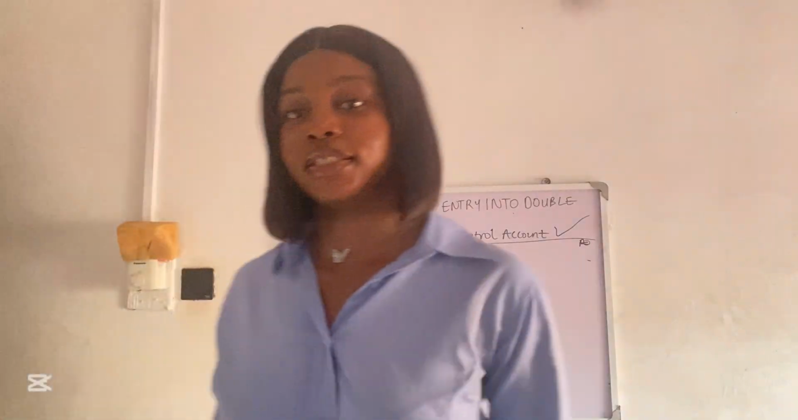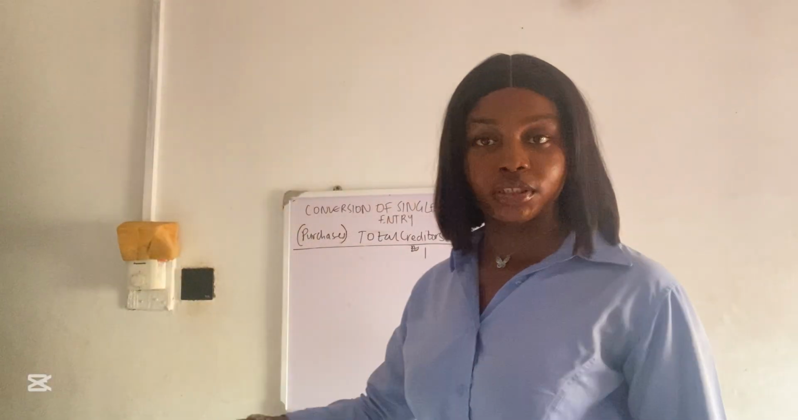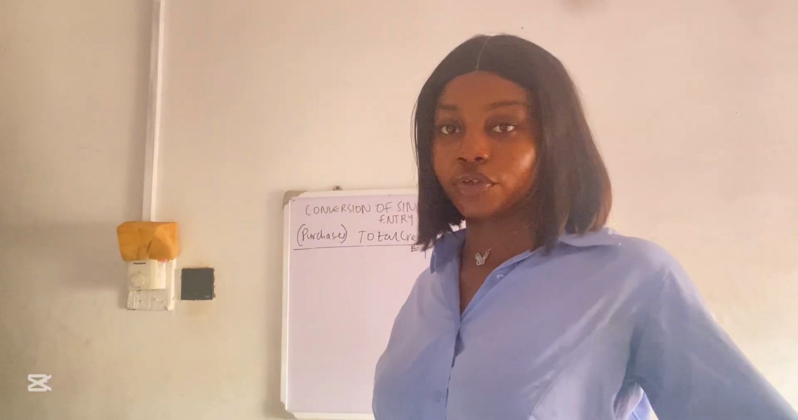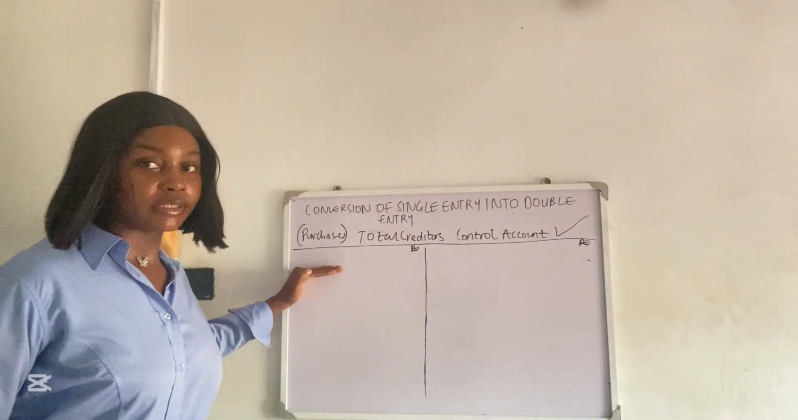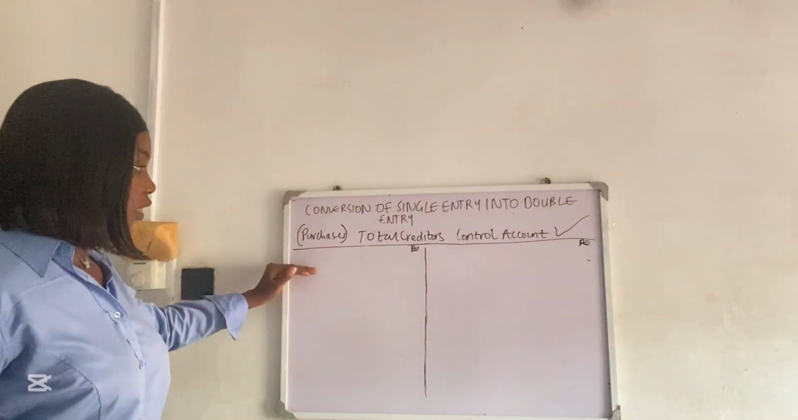You can write this heading as purchases ledger control account. If you don't want to write total creditors, you can say total creditors control account or purchases ledger control account. The two of them are the same. For sales, you can say sales ledger control account or total debtors control account. Those are the same thing.